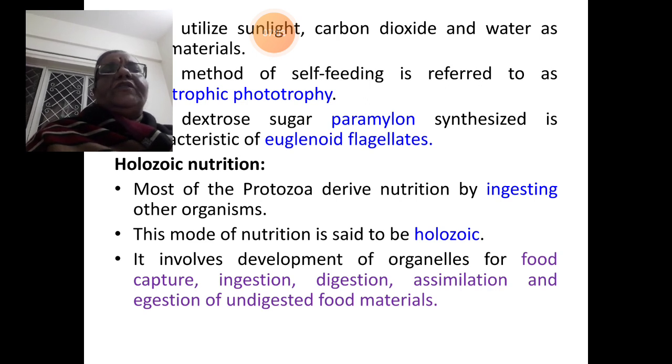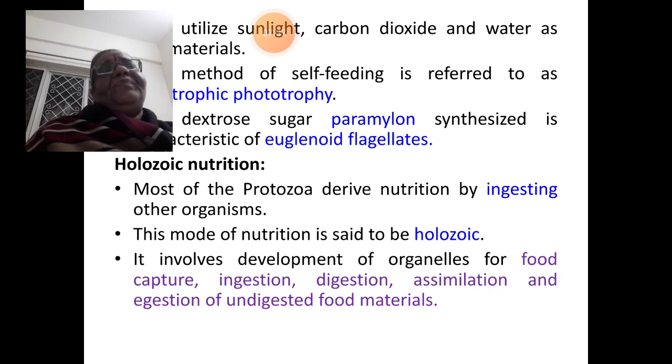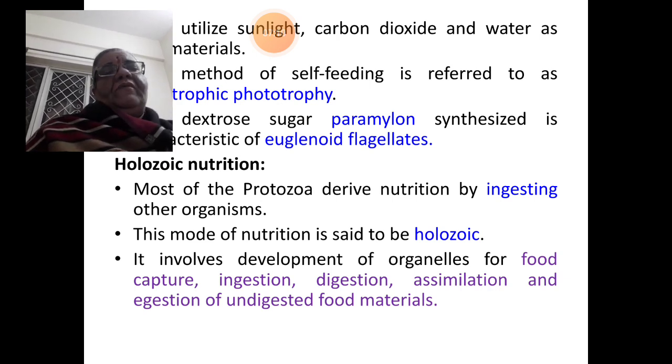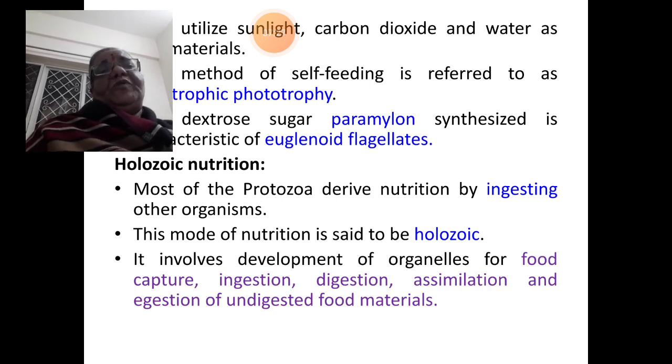And holozoic nutrition involves development of organelles for food capture, ingestion of food, digestion of food, assimilation of food, and finally egestion, that is throwing out of undigested food materials. So for all these processes, such protozoans which practice holozoic nutrition have to develop special organelles. Okay, let's see.